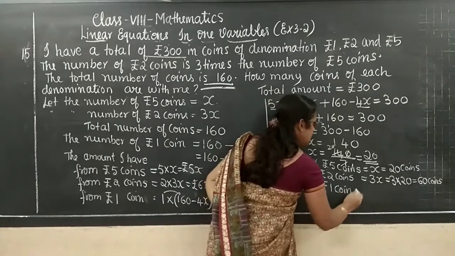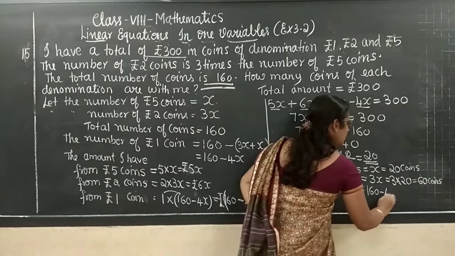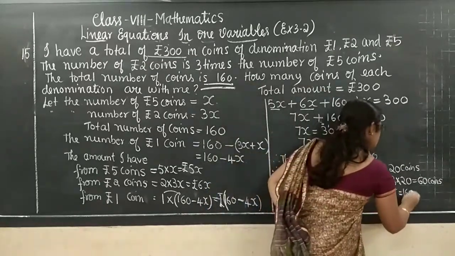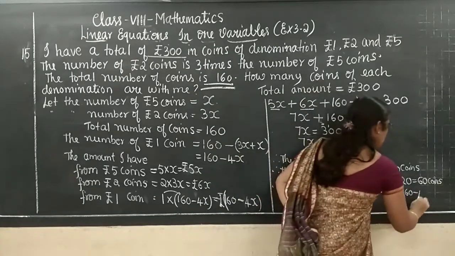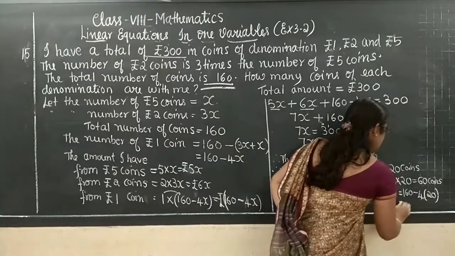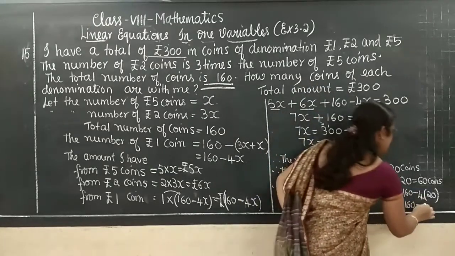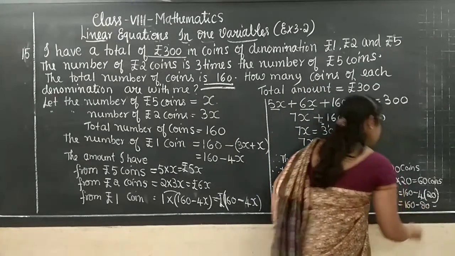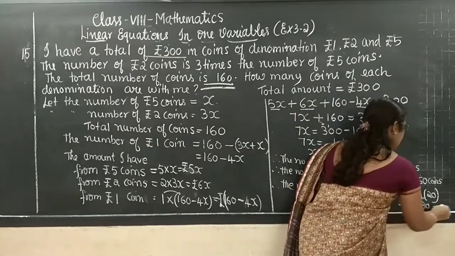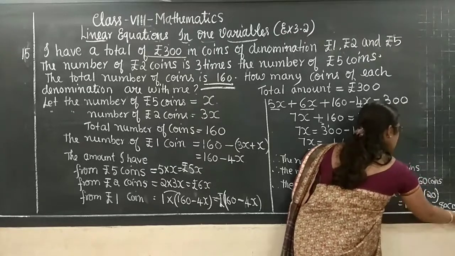Then, therefore, the number of 1 rupee coins is how much? 160 minus 4x, that is 160 minus 4 into x. x is how much? 20. That is 160 minus 4 into 20. 4 twenties are 80. 160 minus 80 is how much? 80 coins are there.